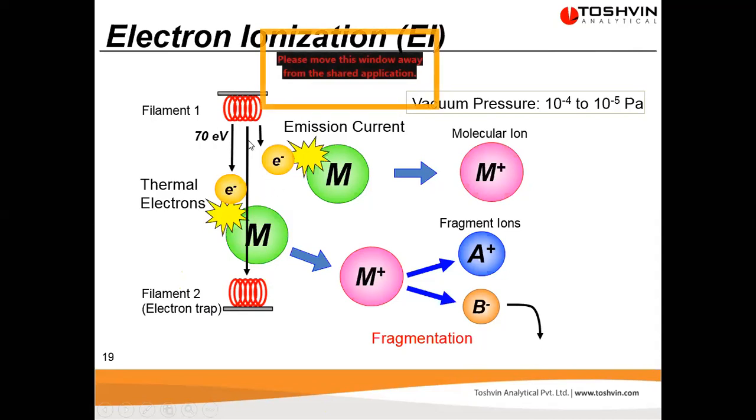The other thing, just for your information, as I told you, I'm applying 70 electron volts in GCMS for bombardment. Why 70 electron volts only? For your information, say 10 to 15 electron volts is sufficient to break any molecule. But still, we are applying 70 electron volts.